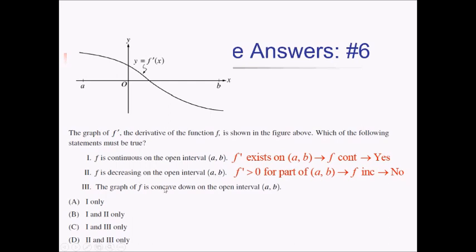Graph of f is concave down on this interval. Well, f is going to be concave down wherever f prime is decreasing. F prime is decreasing for the entire interval, so this is going to be true then, which means that options 1 and 3 are correct, so then choice C.